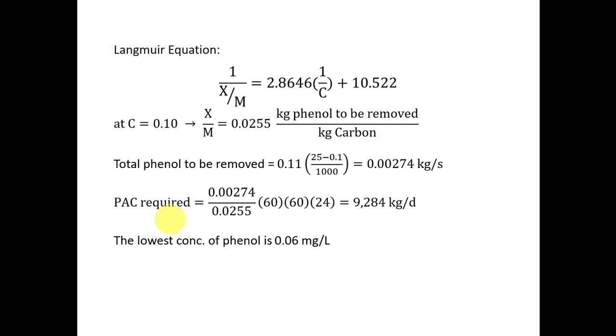Now the lowest concentration of phenol is 0.06 milligram per liter, as we noticed from the lab data in the question. So at C equals 0.06, how much is X over M? X over M would be 0.0172 kilogram phenol for each kilogram of carbon.